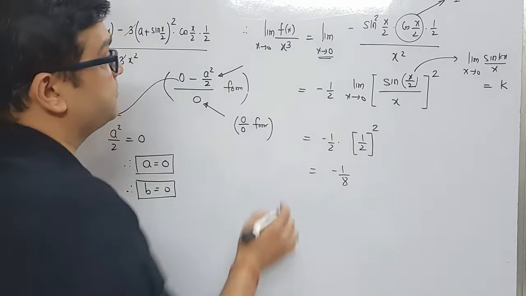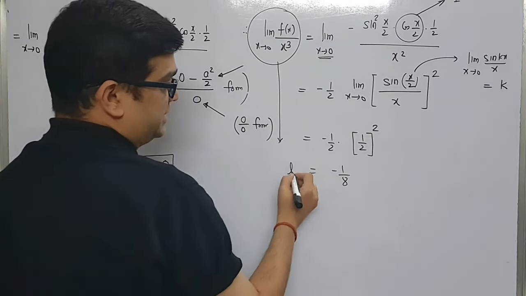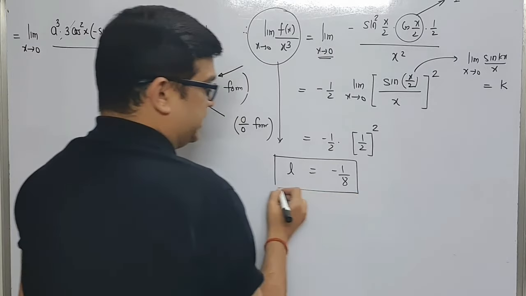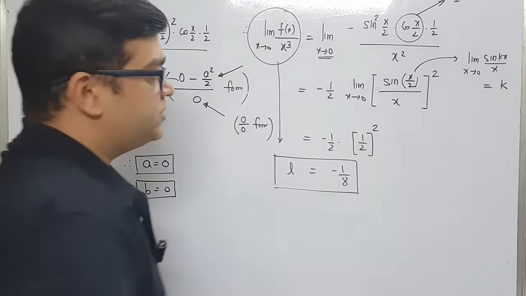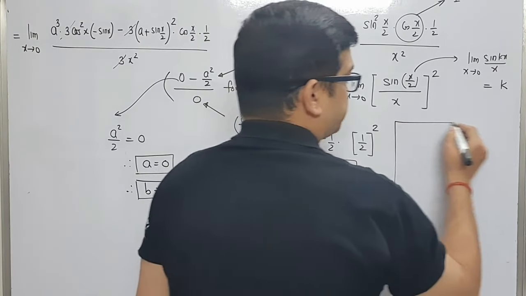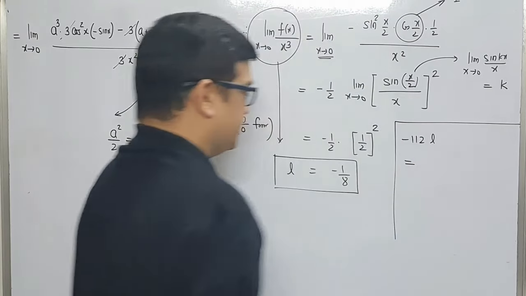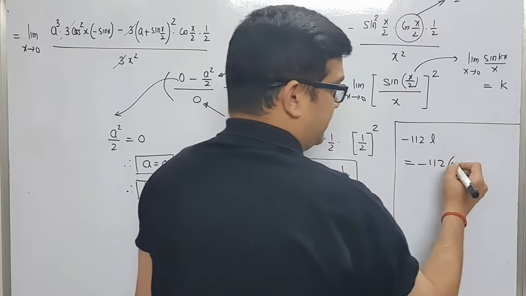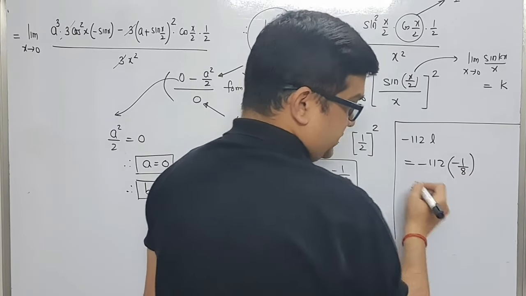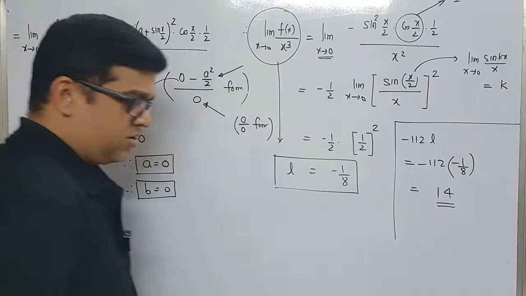According to the question, value of this limit was, if you remember, given to be as L. So can I say L equals to minus 1 by 8? The final question was asking about minus 112 into L. So it is going to be minus 112 into L. L is minus 1 by 8. And when you calculate this, it comes out to be 14.